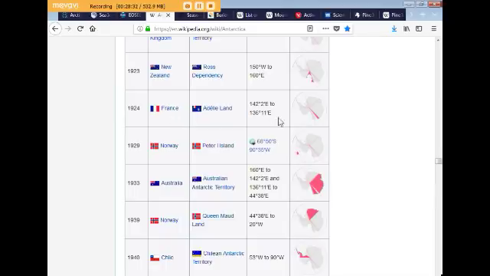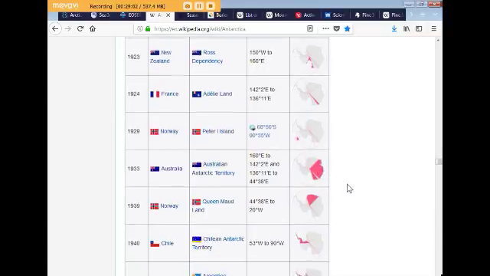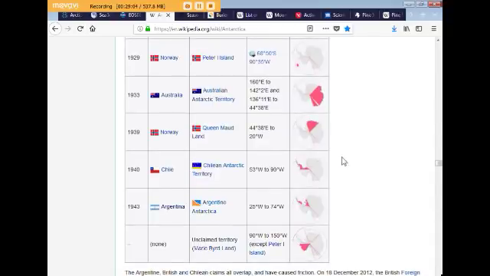1924, France claimed this little sliver. 1929, Norway claimed this island. I'm not sure what that island is. Oh, Peter Island. 1933, Australia claimed a large area of East Antarctica. As you can see, it claims most of it, Australia, and that's the Australian Antarctic Territory. 1939, Norway claimed a lot of the northern part.